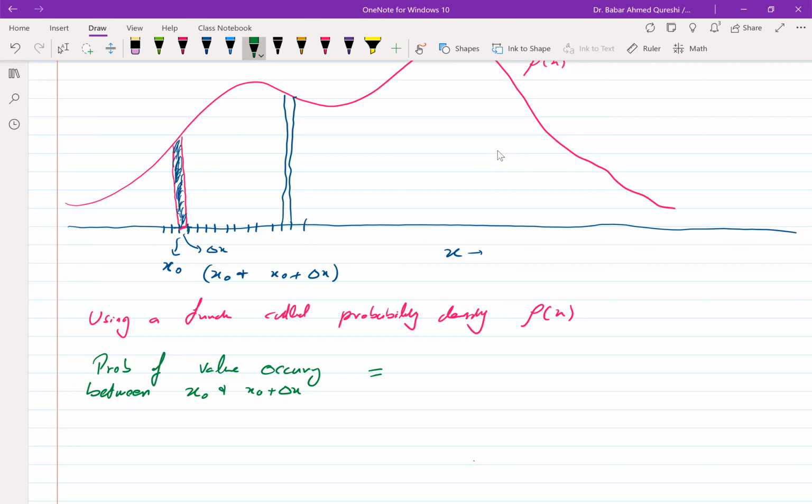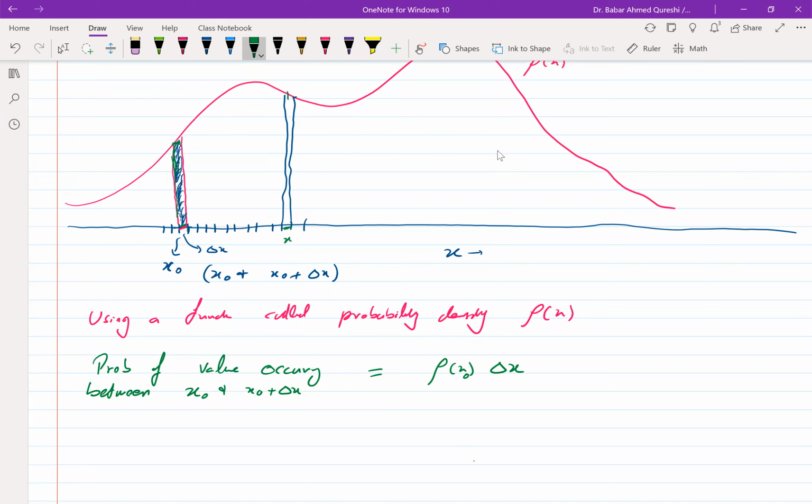And what is this area? Because it's a small strip, it looks like a rectangle. So it's just the base of the rectangle, which is the size of the bin, times the height, which is just the value of your function at this point. So that's the height, which is the value of your function, and this small base. Similarly, if you want to find the probability of having something over here, you pick the value.